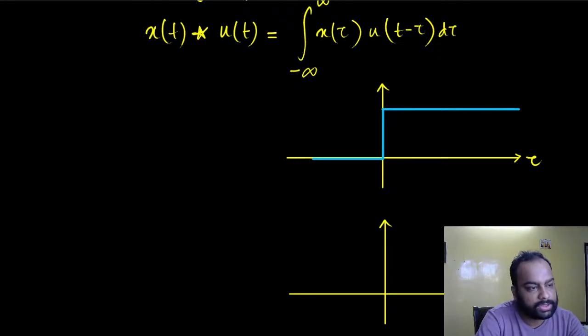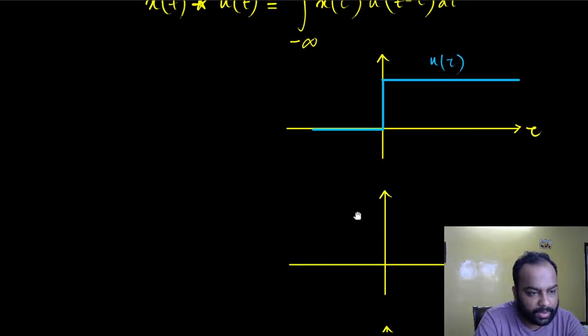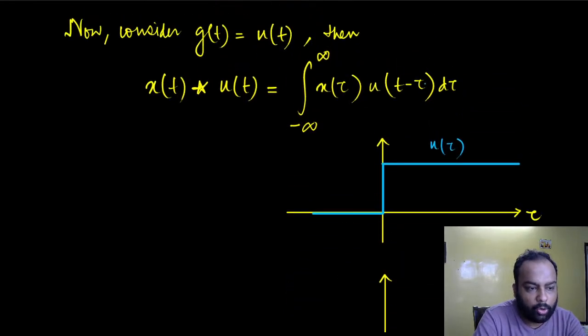All right, so this is your u(τ), no problem, right? It's a unit step signal, just as usual. The question is, how do I derive this? Again, remember that t is a constant here. As far as this integration is concerned, t is a constant, because tau is the variable for the integration here.